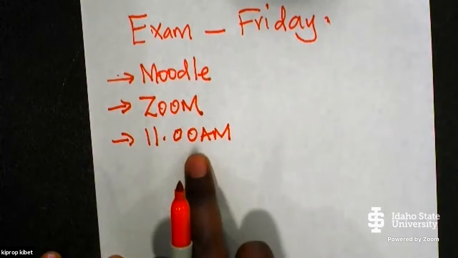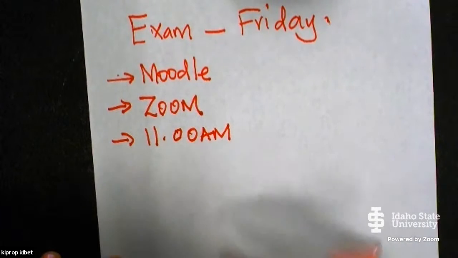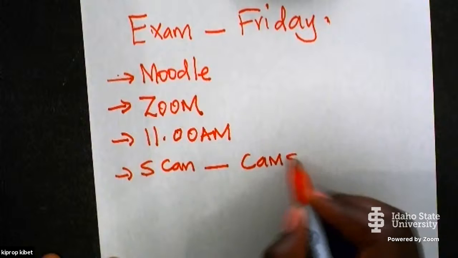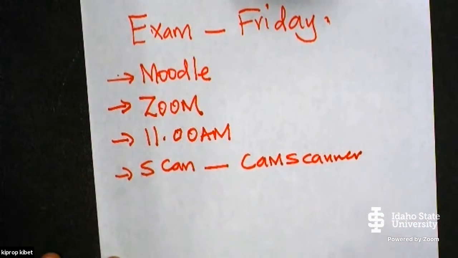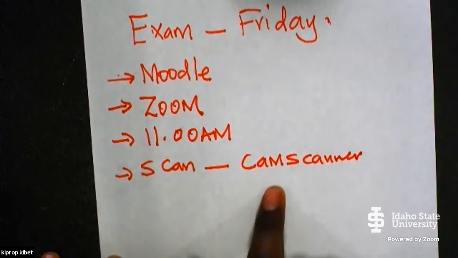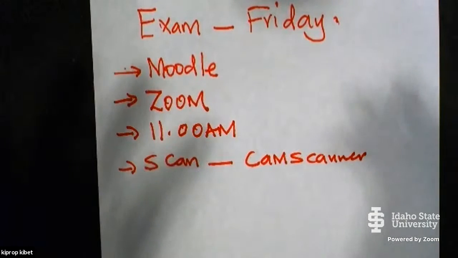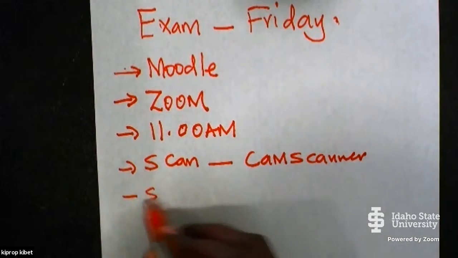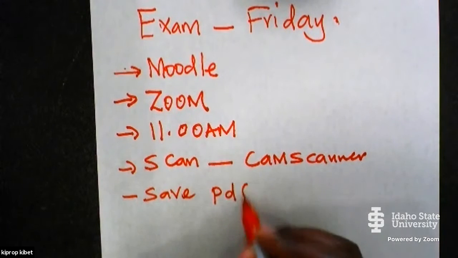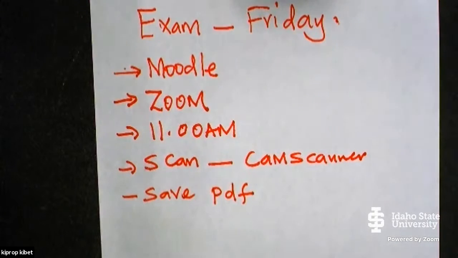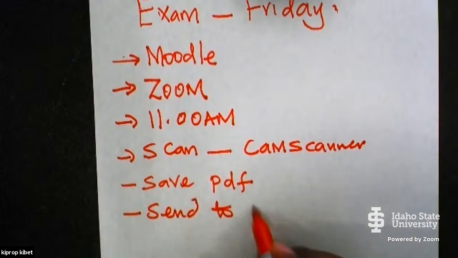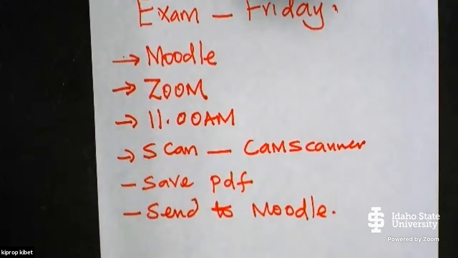So you log in to the Zoom and then you do your exam. When you're done, then you scan. You can use the CamScanner. You install the CamScanner on your phone and then you just scan. You take a picture of it using the CamScanner, save it as a PDF, and then you send it to Moodle. The way you've done with the homework, that's how we do the exam.